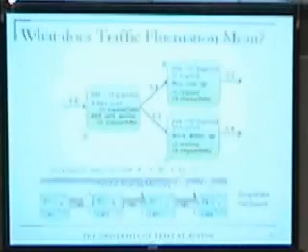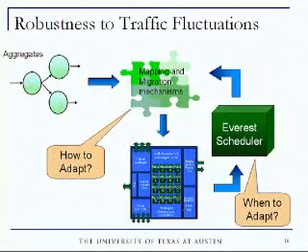So what does traffic fluctuation really mean to us? Traffic fluctuation means that the processing requirement for a particular aggregate can change. It's possible that initially D was requiring 2 processors, but the traffic has fluctuated such that B requires 2 processors now, instead of D requiring 2 processors, and D requires only 1 processor. How do we take care of such conditions?